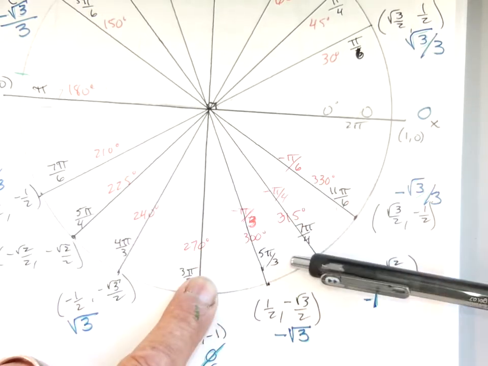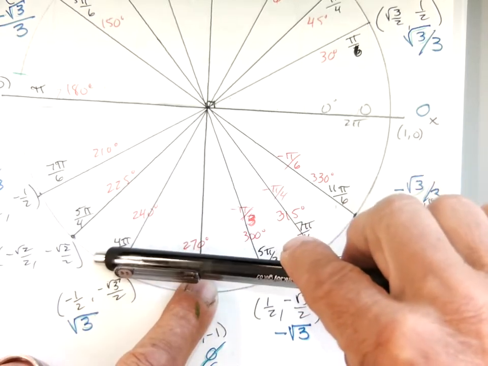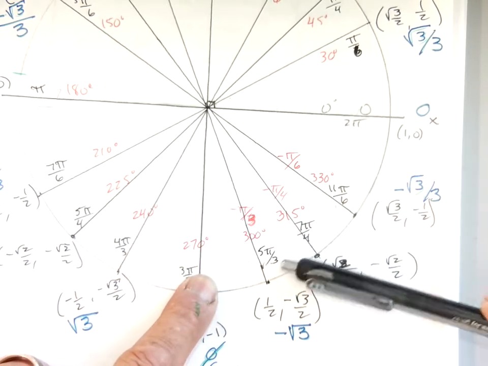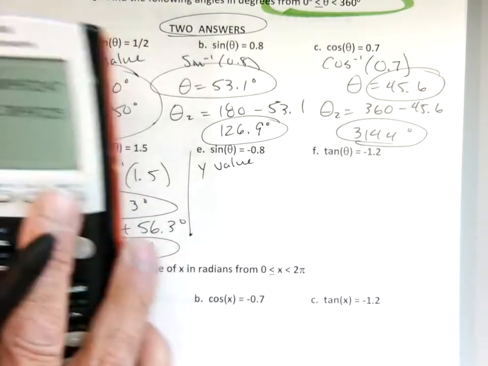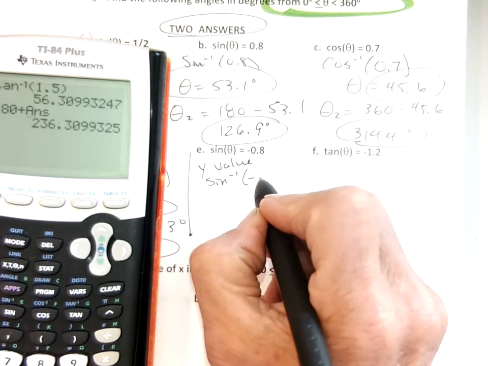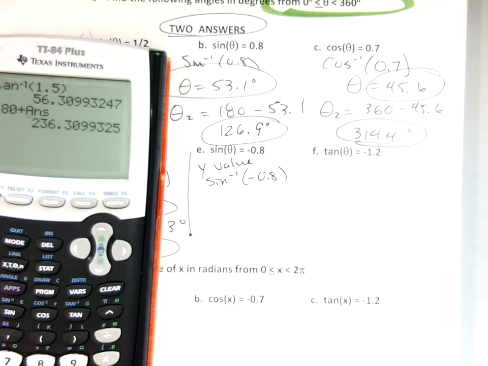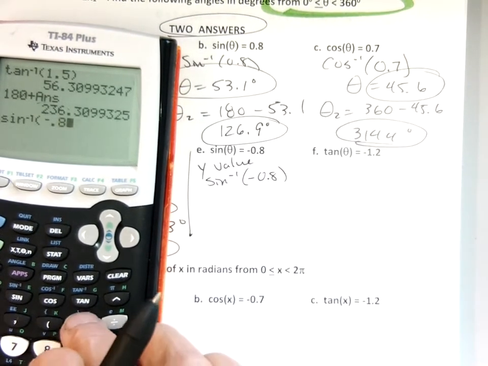So I'm going to get these two answers. One's going to be about down here, at maybe 220 degrees, I don't know, and the other one's going to be out here maybe about 320, I don't know. Let's find out what it is. So to find out what it is, I'm just going to go sine inverse of my negative 0.8. So we'll go sine inverse of negative 0.8.